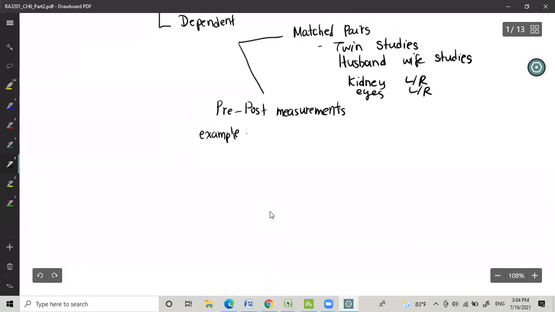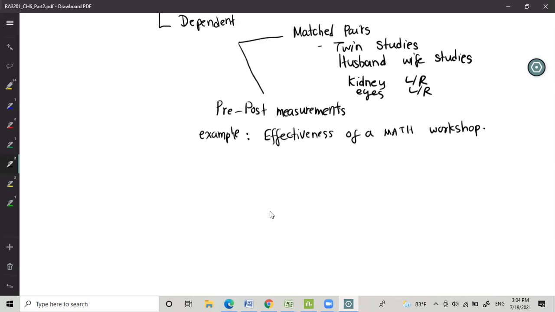Now, if you want to find the effectiveness of a certain workshop, let's say a mathematics workshop for non-mathematics major students, right? So why are you doing a workshop? To improve the mathematics knowledge, right?